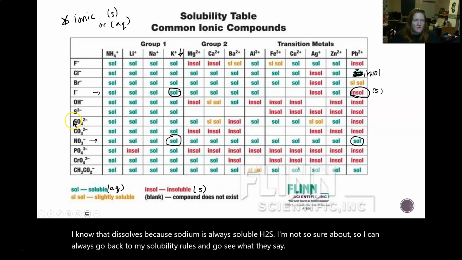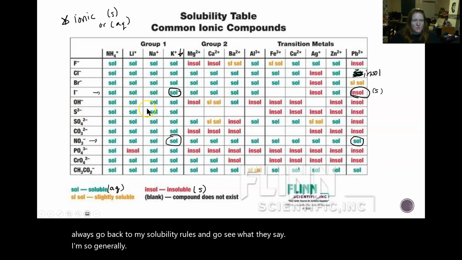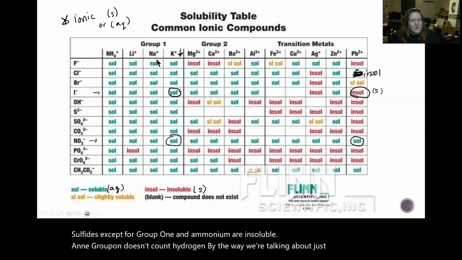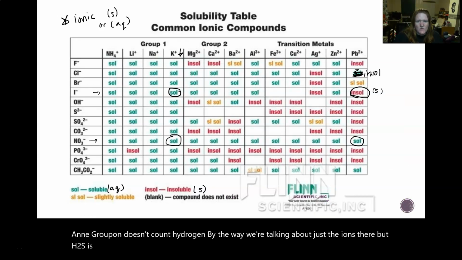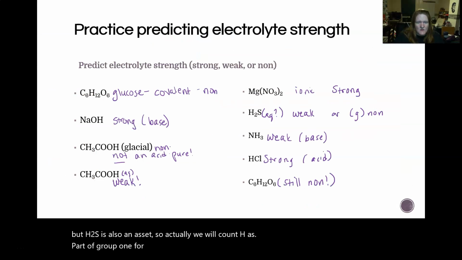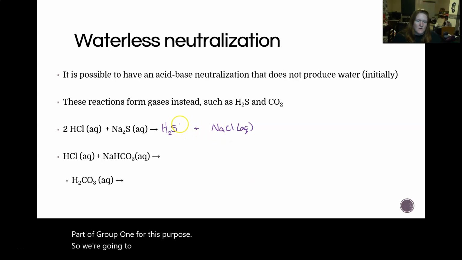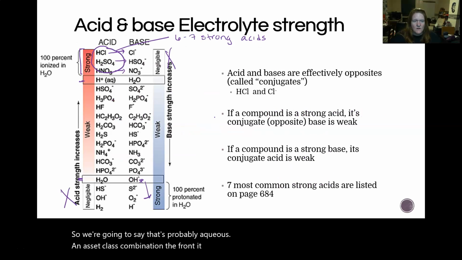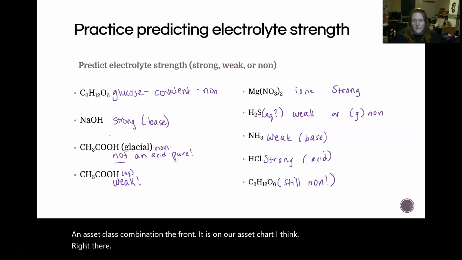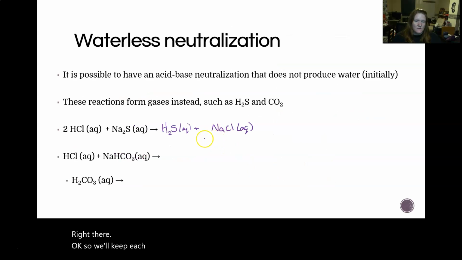So generally, sulfides, except for group 1 and ammonium, are insoluble. And group 1 doesn't count hydrogen, by the way. We're talking about just the ions there. But H2S is also an acid. So actually, we will count H as part of group 1 for this purpose. So we're going to say that's probably aqueous, like an acid, because it's got an H in the front. It is on our acid chart, I think. Yep. Right there. Okay, so we'll keep H2S as aqueous.